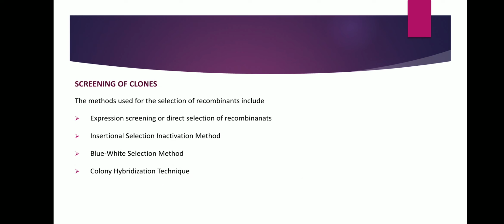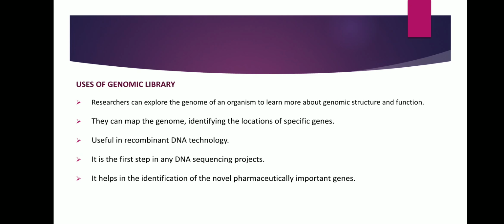Screening of clones. The methods used for the selection of recombinants include expression screening or direct selection of recombinants, insertional inactivation method, blue-white selection method, and colony hybridization technique.